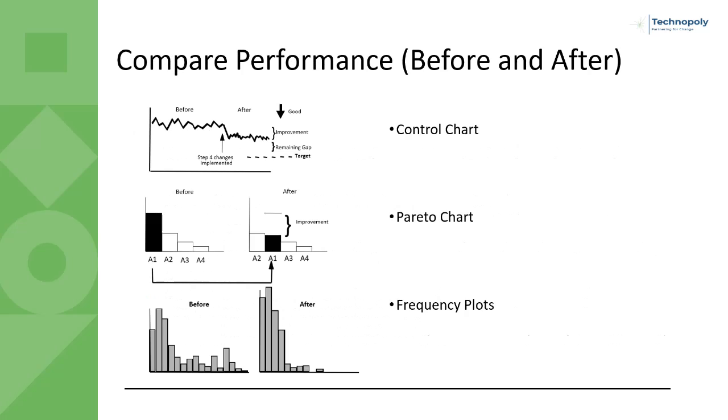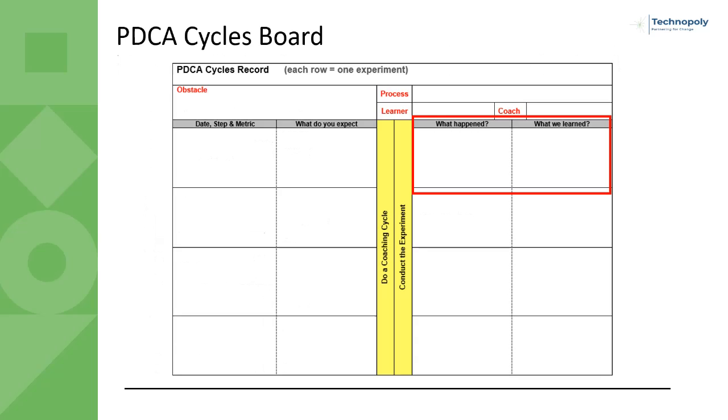The team can also compare before and after performance to check if the implementation of the solutions resulted in any changes. This can even be done through graphical means using different charts such as control charts, Pareto charts, or frequency plots. We can make use of the PDCA cycles board to note down the team's findings during the Check stage. Here we put down what the team observed and what was learned during the cycle of experimentation.